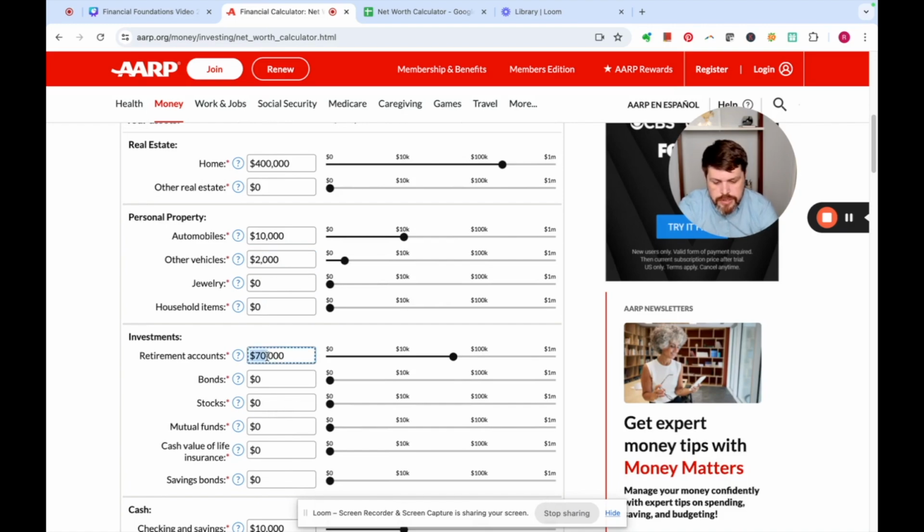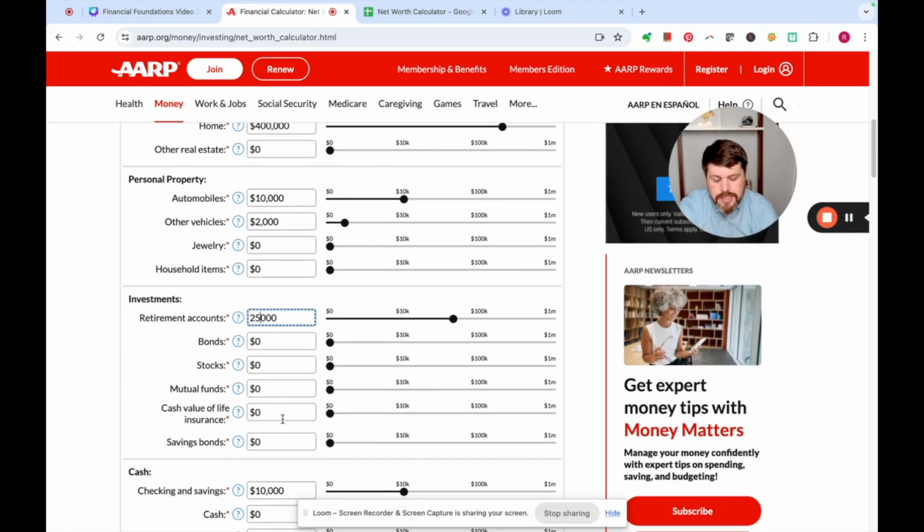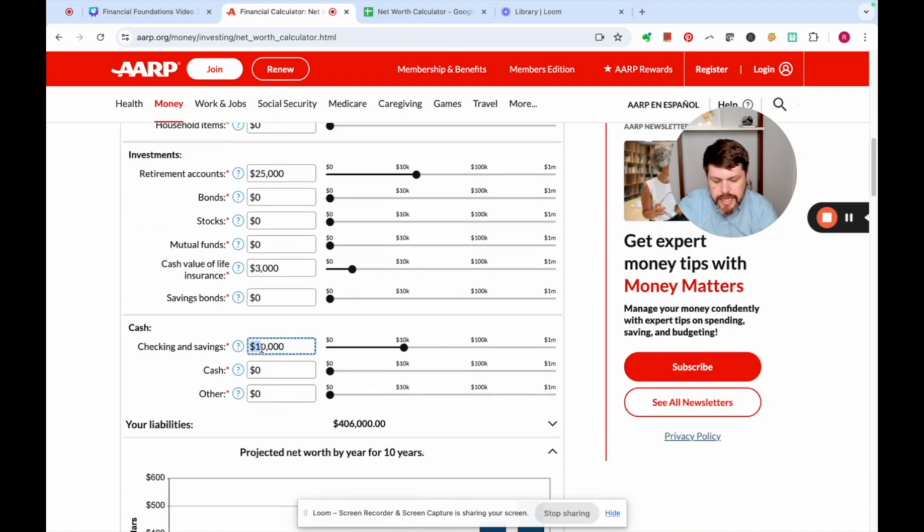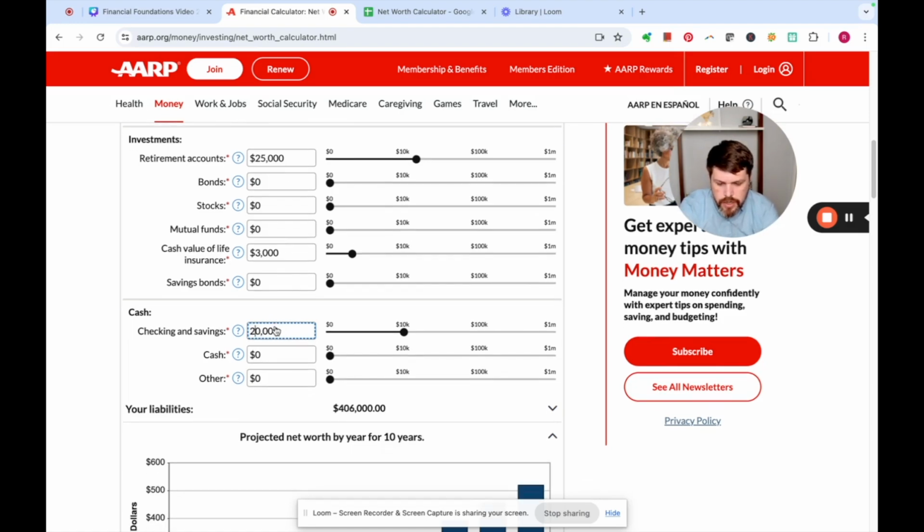For the retirement accounts, let's say we have like $25,000 because we're early on in the process. The bonds, stocks, as long as it's in a retirement account, you don't need to separate the two, just as long as you know the general number for this. And if you have some life insurance where it's getting cash value, make sure to put that in there. It's not always the best type of life insurance, but sometimes people have it. And then any checking, savings accounts would go in the cash section. So let's say you have $20,000 there.